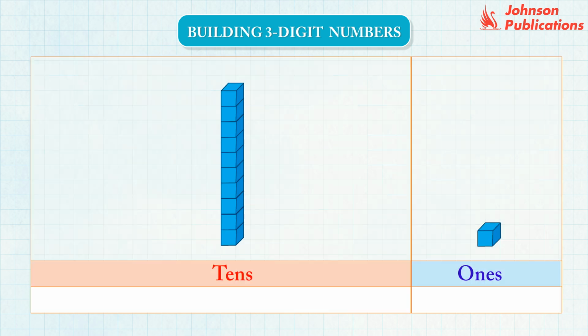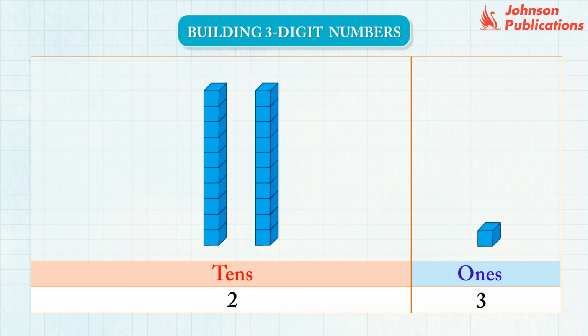Now, let us write the numbers represented by these blocks. The number 11 is written like this. And it is represented using blocks like this. One tens block and one ones block make 11. Let us represent the number 23 using blocks. 2 blocks of tens and 3 blocks of ones make 23.